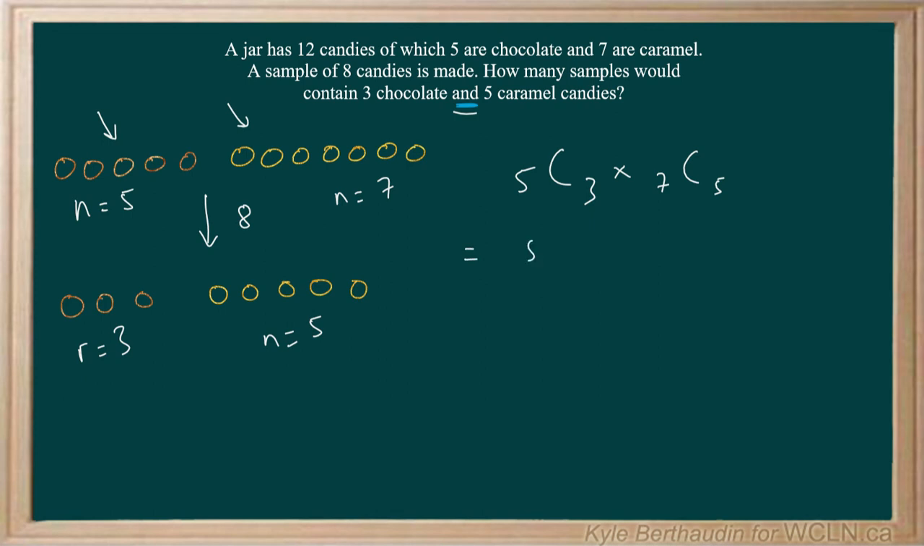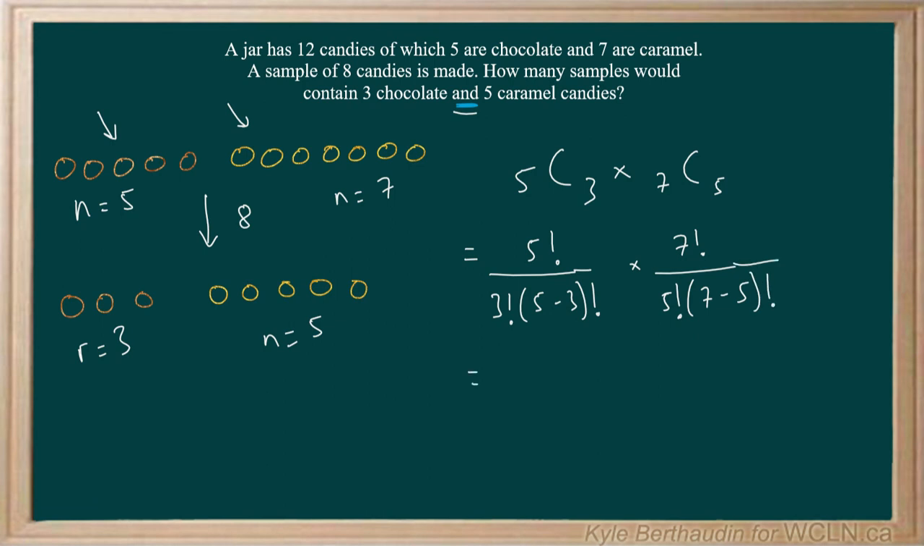We can go ahead and solve this or plug it into a calculator, but I'll write out the formula. We have 5 factorial divided by 3 factorial multiplied by (5 minus 3) factorial. That's multiplied by the caramel samples, which is 7 factorial, divided by 5 factorial, multiplied by (7 minus 5) factorial.